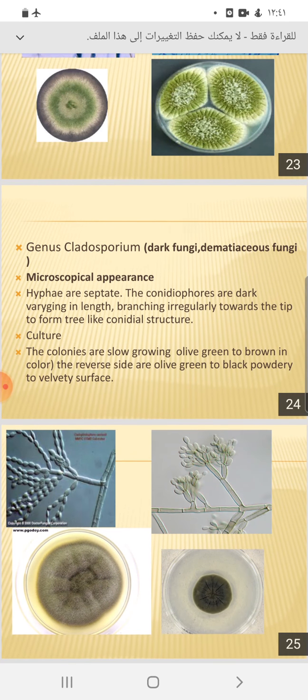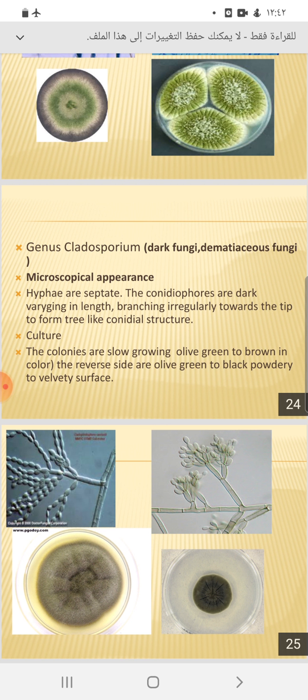The other genus is Cladosporium, which is regarded as a dark fungus, dematiaceous fungus. So what is the difference between the light fungi, such as Aspergillus and Penicillium, and the dark fungi like Cladosporium, or how can we make an identification between them? If we look at the undersurface of the culture media, usually the dark fungus will appear dark in color, while the light fungus will appear light in color. There is no pigmentation in the undersurface.